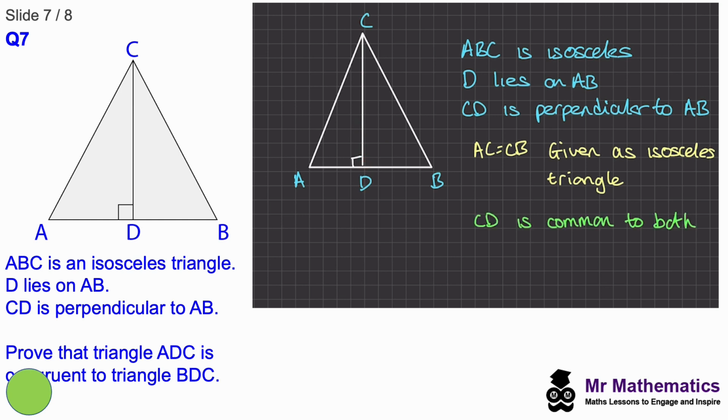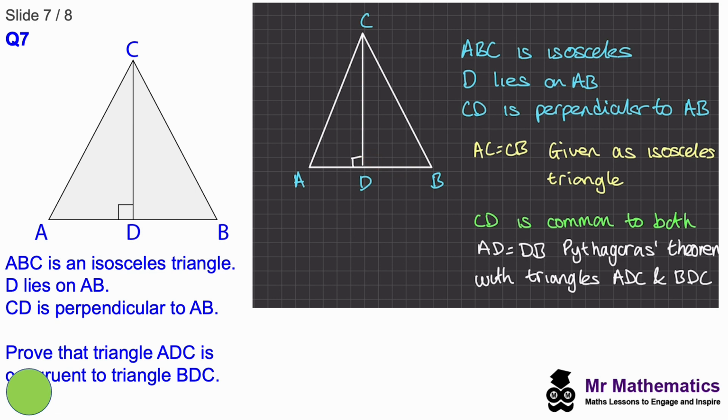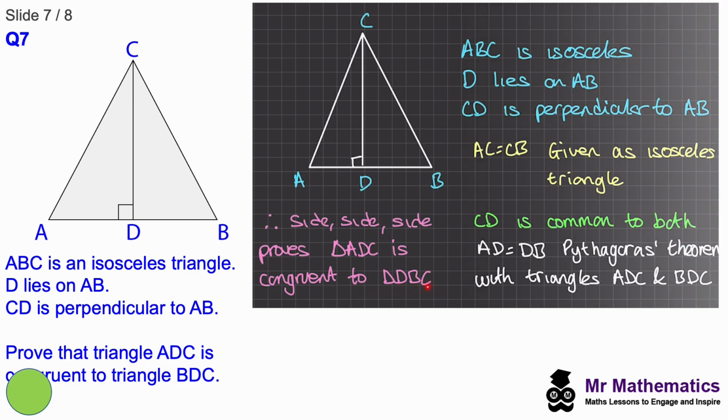And finally, AD we can work out using Pythagorean theorem. And because this side and this side we've proven it's the same as this side and this side, these two must both be equal because this is also a right angle. Therefore, side, side, side proves triangle ADC is congruent to triangle DBC.